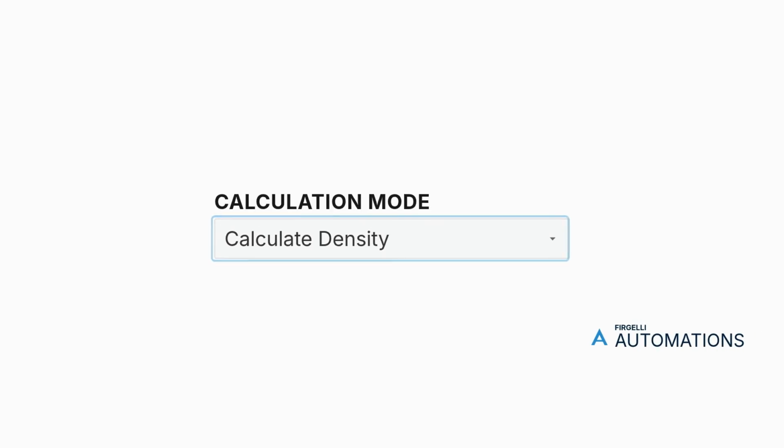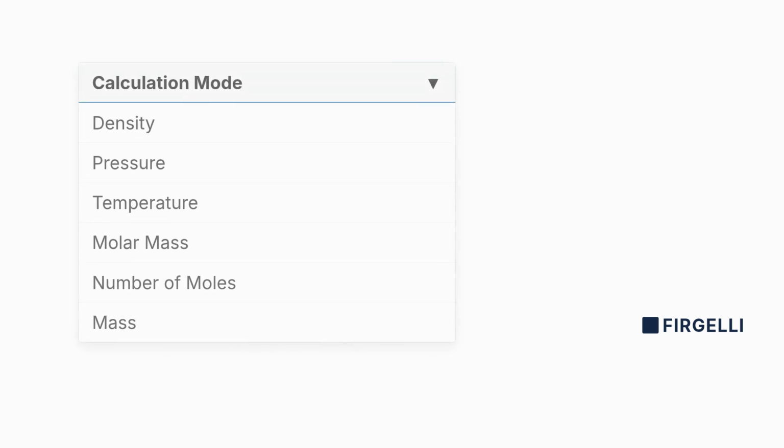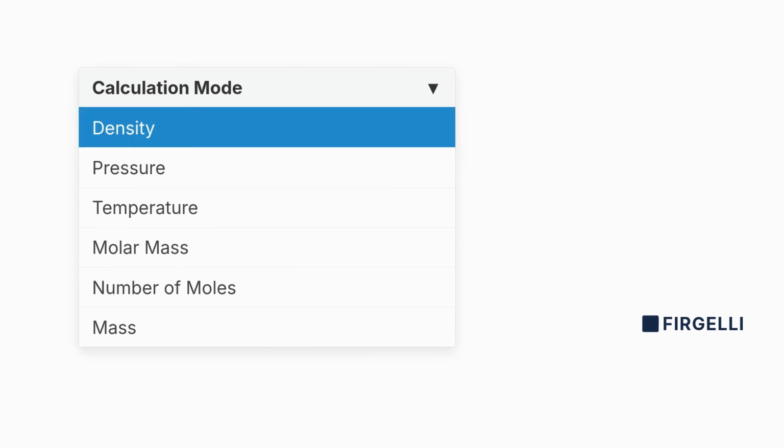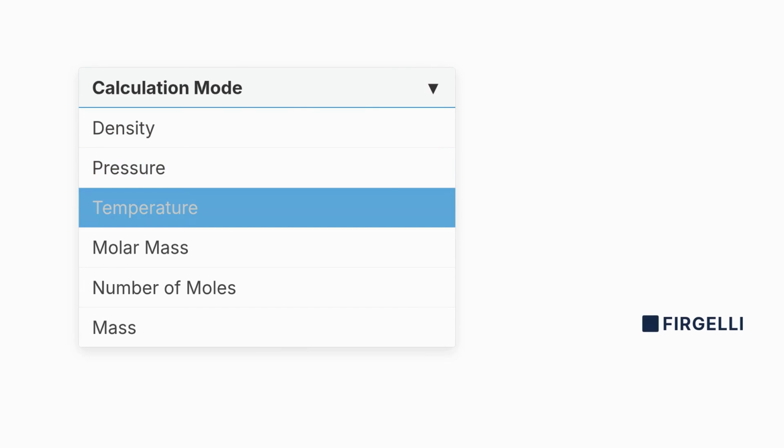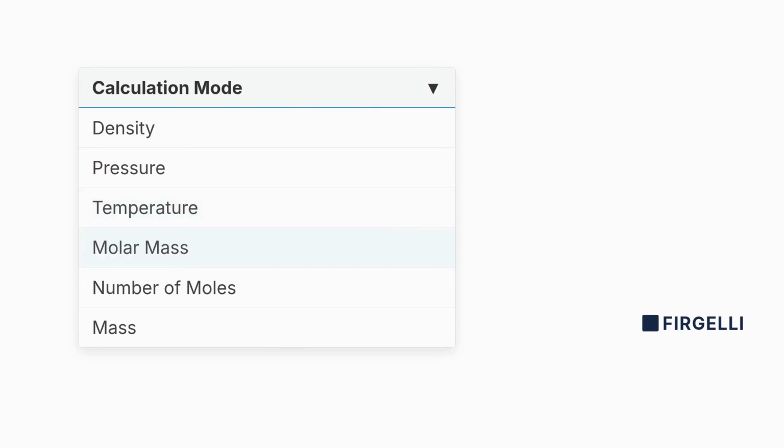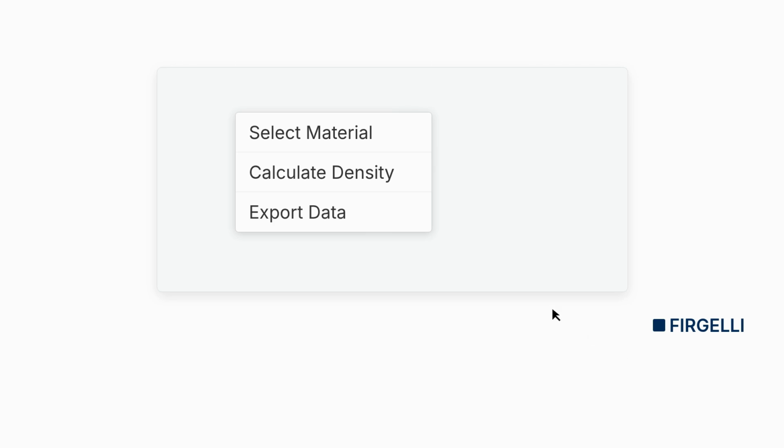First, you'll see the Calculation Mode drop-down menu. The available options are Calculate Density, Calculate Pressure, Calculate Temperature, Calculate Molar Mass, Calculate Number of Moles, and Calculate Mass. For our demonstration, we'll select Calculate Density.